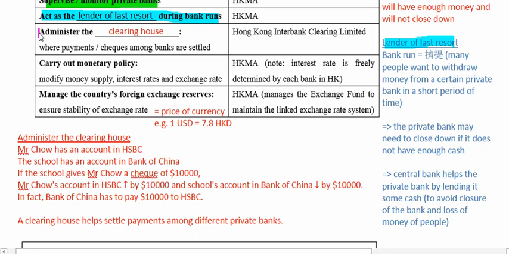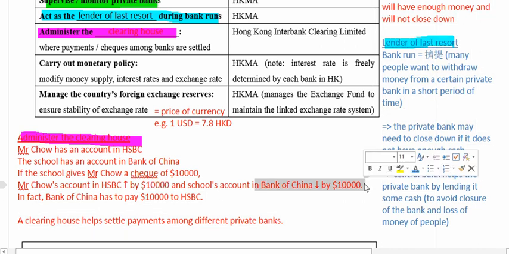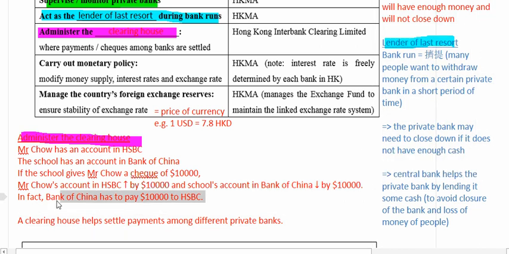Besides, central bank administers the clearing house. For example, Mr. Chow has an account in HSBC while the school has an account in Bank of China. If the school gives Mr. Chow a check of $10,000, Mr. Chow's account in HSBC will increase by $10,000 while school's account in Bank of China will decrease by $10,000. In fact, Bank of China needs to pay $10,000 to HSBC. A clearinghouse is needed to help settle payments among different private banks in these situations.